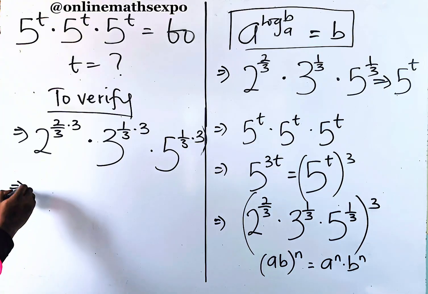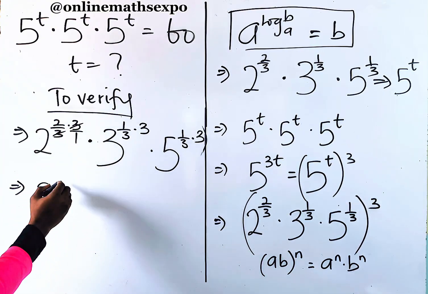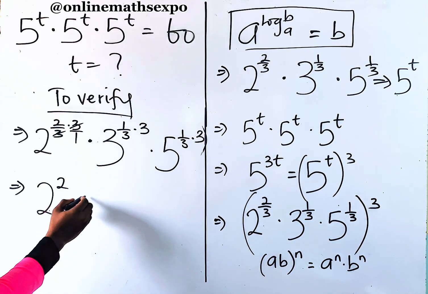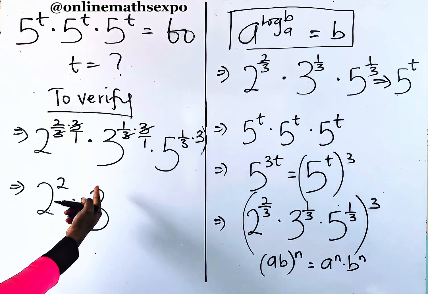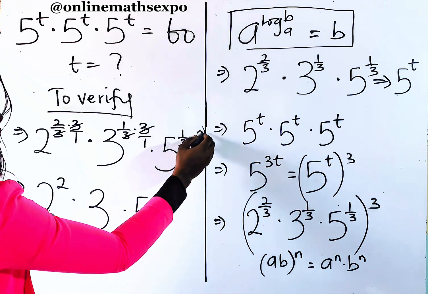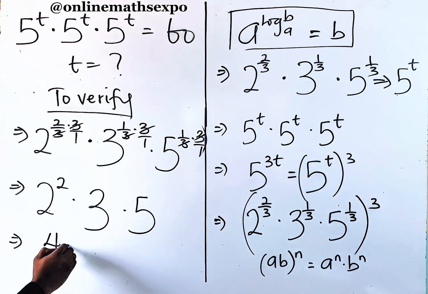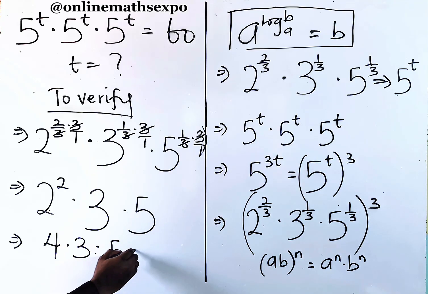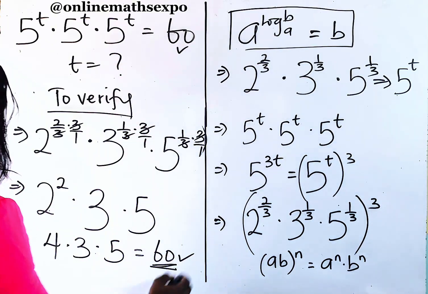So keep simplifying. We have 2. This is over 1. This will take off this. We have 2. 2 divided by 1 is 2. Multiplied by 3. This is over 1. This takes off. We have 1. And 3 to the power of 1 is also 3. Multiplied by 5. This is over 1. And 5 to the power of 1 is 5. So this gives us 2 raised to power 2, which is 2 multiplied 2 times to give us 4, multiplied by 3 multiplied by 5. And when you multiply this, it gives us 12 times 5 gives us 60. And that is what we have at the right side.